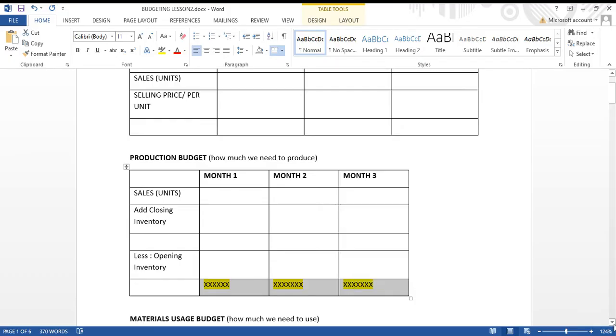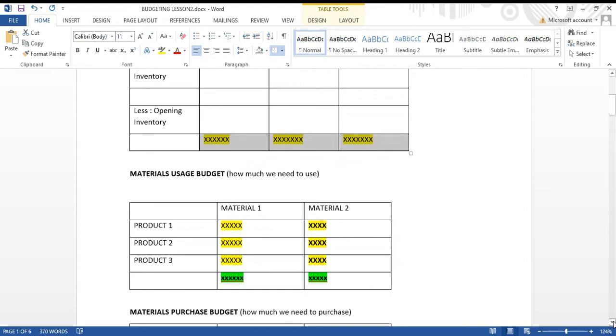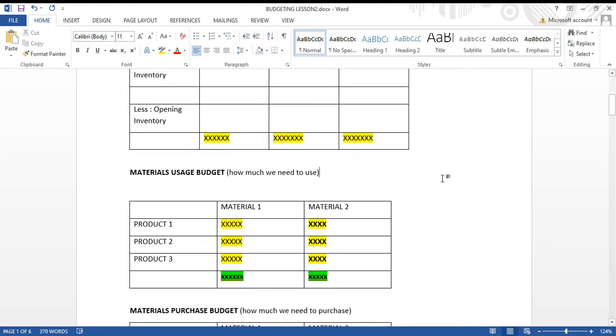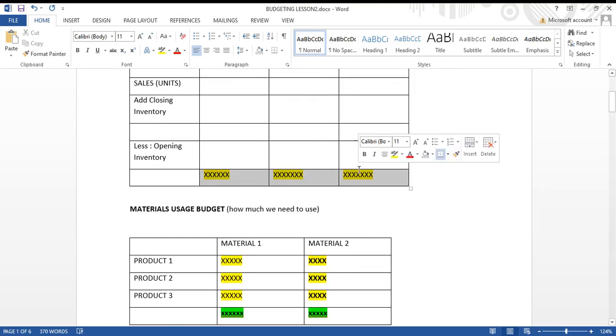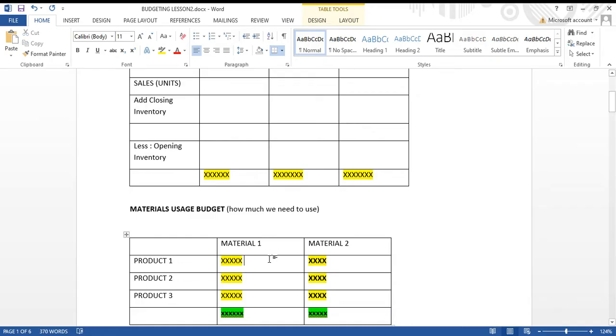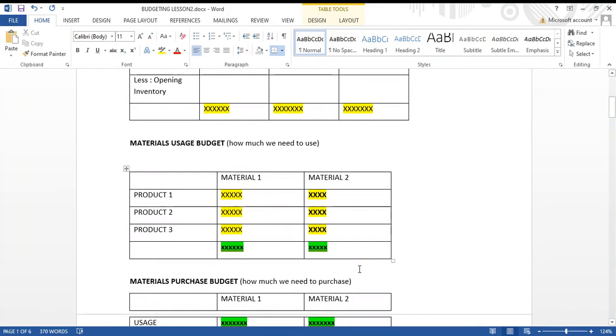After you make your production budget, the next budget which you need to look at is the materials usage budget. How much material we need to use? So the information which you have in your production budget, which I've highlighted here, how many units you need to produce, you're going to multiply it with the amount of material needed so that you can tabulate how much material you need to use, which is highlighted in green.